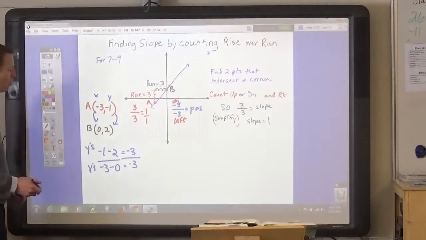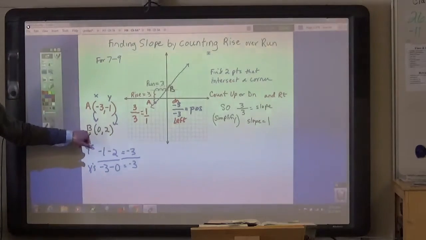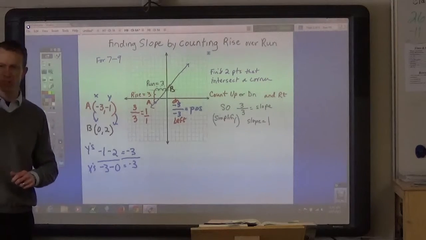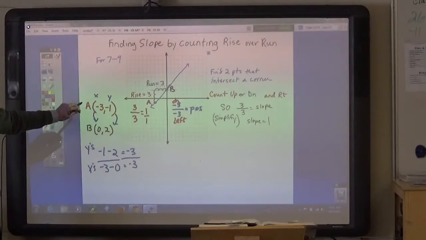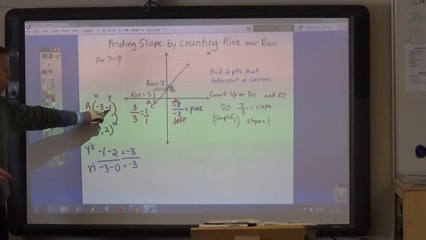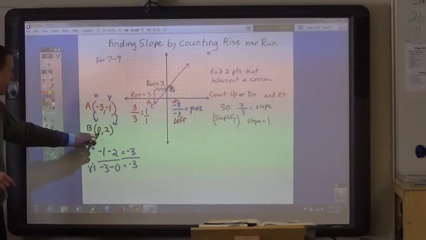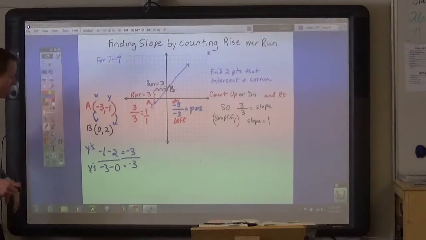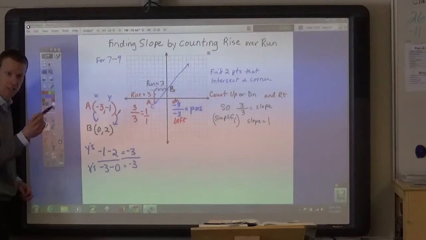Now, another way to find the slope, if you're given 2 points on the line, is to find the difference in the y-coordinates and then write that over the difference in the x-coordinates. So look at these 2 points. Negative 3, negative 1 is point A, and 0, 2 is point B. To find the slope of these 2 points, you take the y-coordinates and subtract them. Now this is a key in subtracting these.